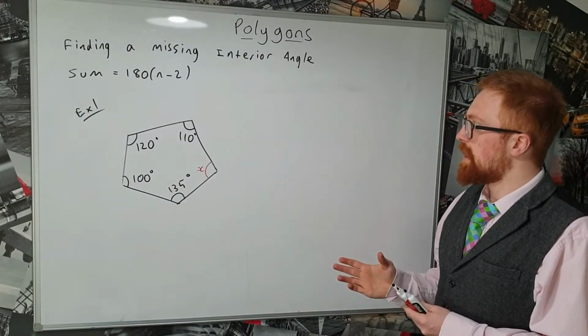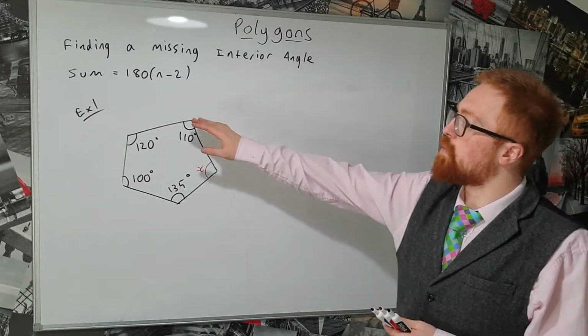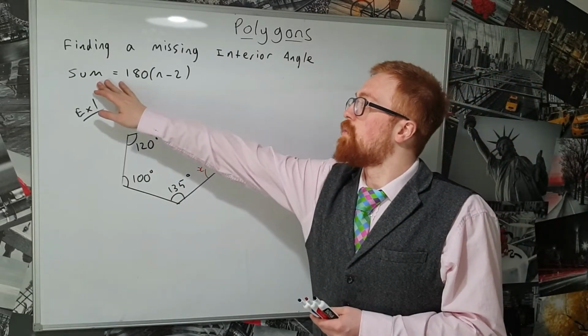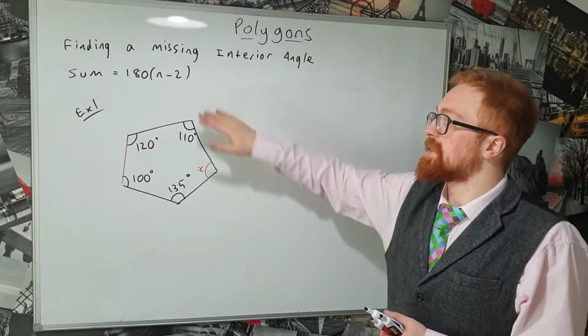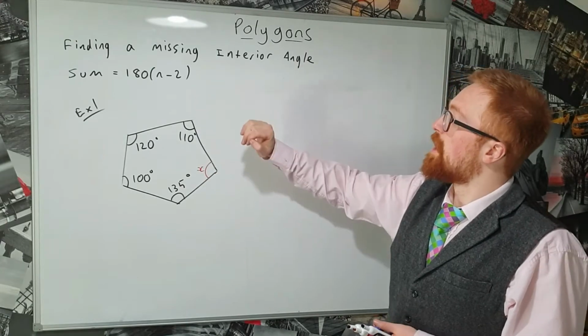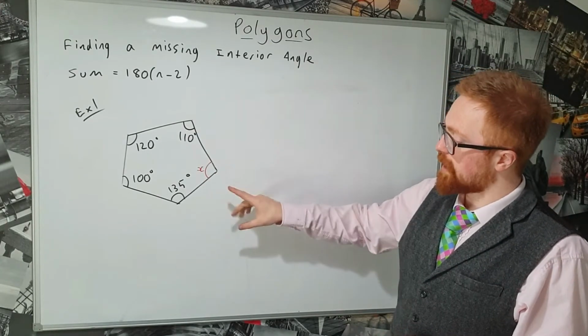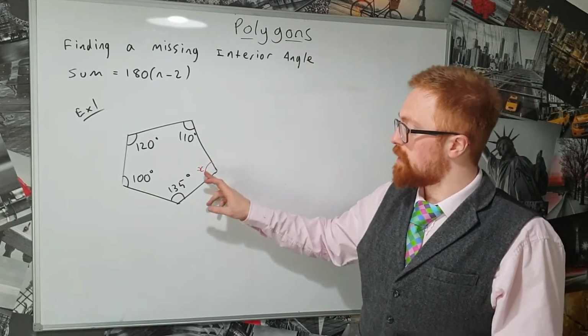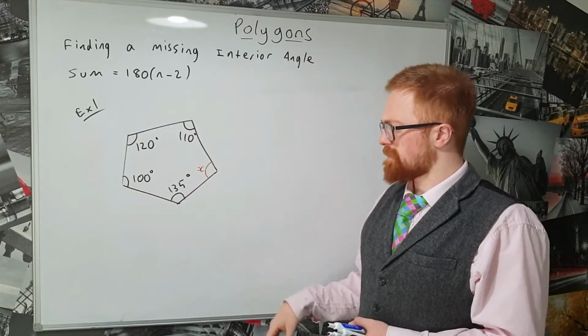Hi there. Last video we looked at working out what the sum of the interior angles of a polygon is and applying this handy formula. This lesson we're going to look at using that sum to find a missing angle when we're given a polygon.